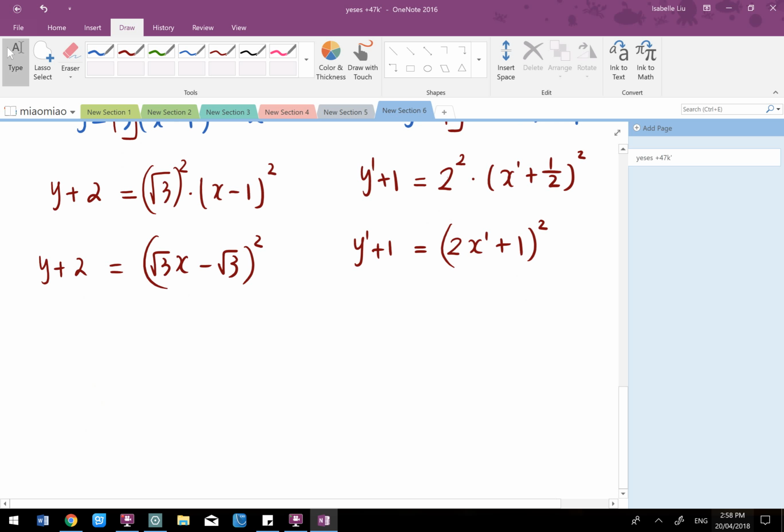Can you see the dilation disappeared on the y side? Why is there no dilation happening at all? It's only a plus and minus. So what we have is y plus 2 equals y dash plus 1, and root 3x minus root 3 equals 2x dash plus 1.